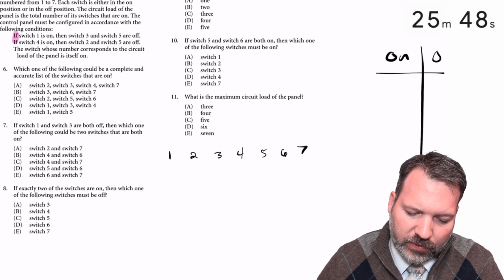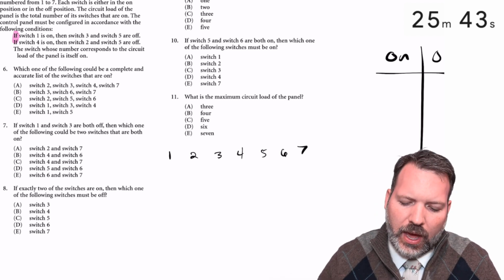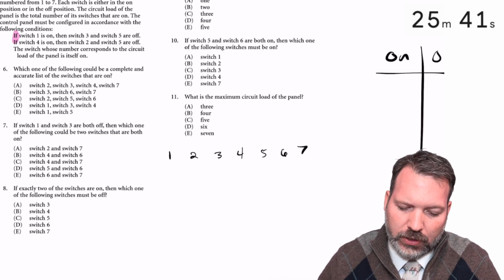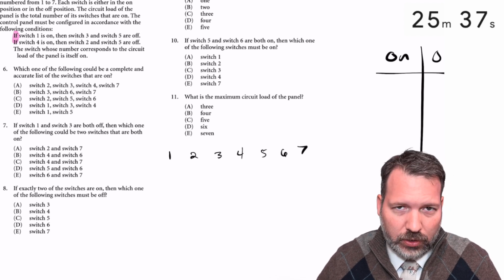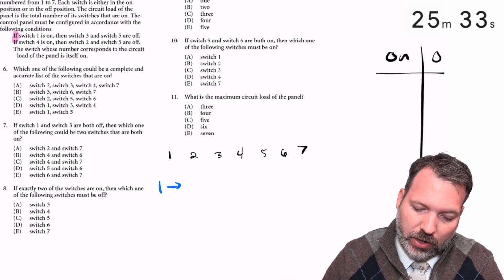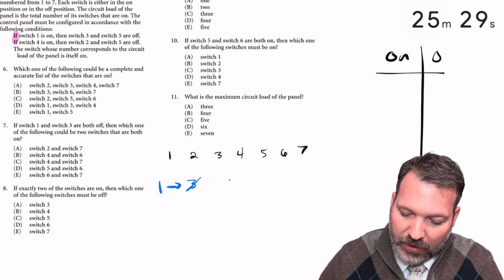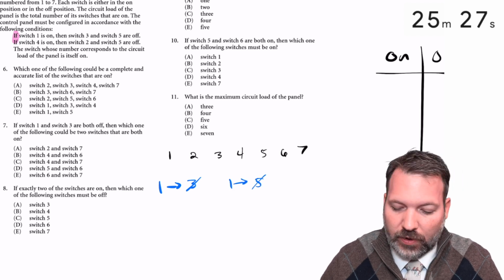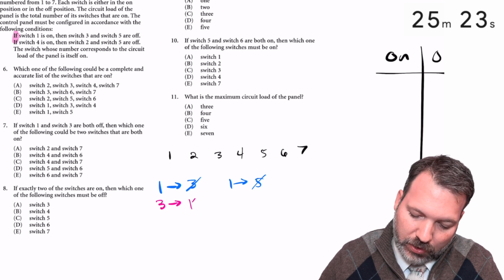And then for the clues, if switch 1 is on, then switch 3 and switch 5 are off. When "and" follows the arrow, that is splittable. So I can actually separate this out. If switch 1 is on, then for sure 3 is off. I don't need to think about 5. If switch 1 is on, then for sure 5 is off. I don't need to think about 3. And then the contrapositives would be if 3 is on, 1 is off.